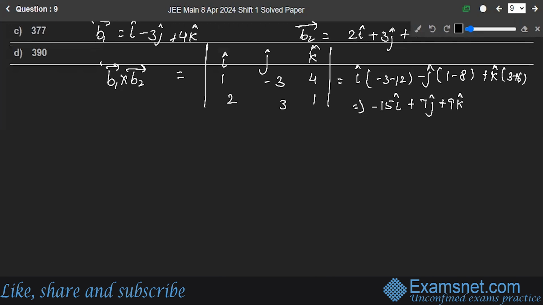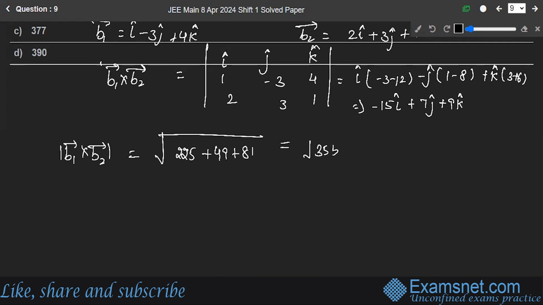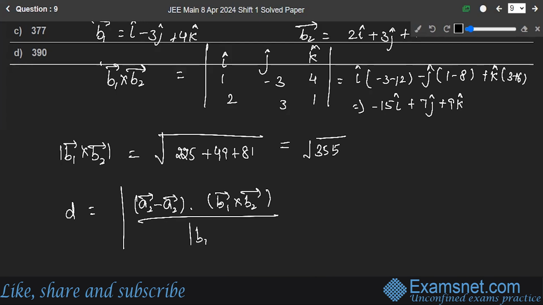Magnitude of the cross product of B1 and B2, this is root of minus 15 square, which is 225, 7 square 49, 9 square 81, right? So on solving this will give you root of 355. Now the shortest distance D is given by magnitude of A2 minus A1 dot product with the cross product of B1, B2, divided by the magnitude of B1 cross B2.